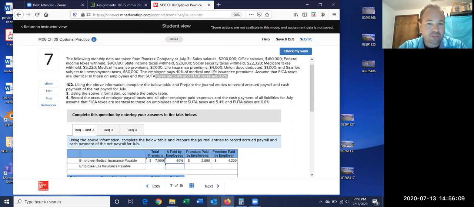The life insurance was $4,000. And that's also at a 40% rate from the employee to the employer.